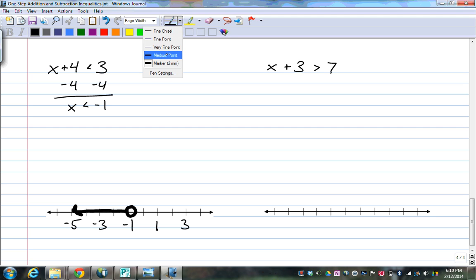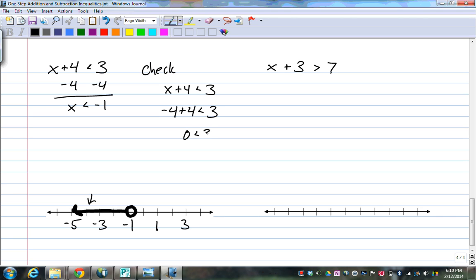For my check step, I'm going to use the original inequality. x plus 4 is less than 3. I'm going to pick something that would satisfy it. Now here I can't use 0. So what am I going to use? Well, I can use a -4 because that would be right here. It's in my solution, and that would make the math real easy to do here. -4 plus 4, which we know is going to be 0. And 0 is less than 3, which is a true statement. So if you can't use 0, then I would try and pick something to make the math easy.